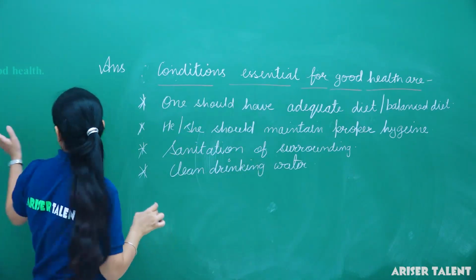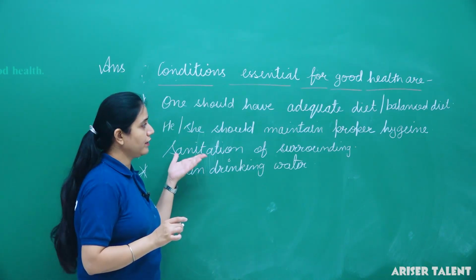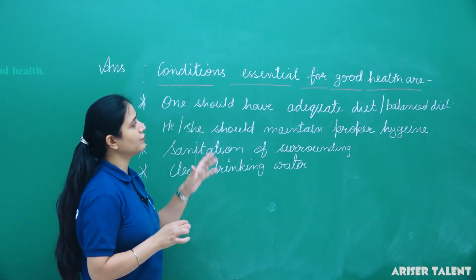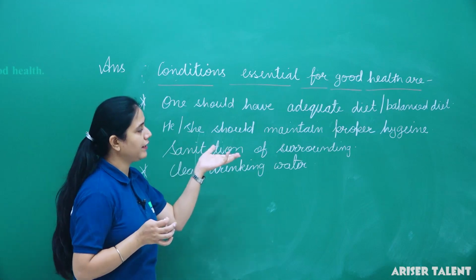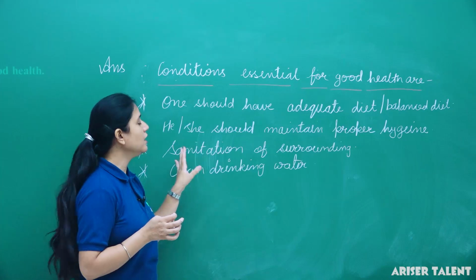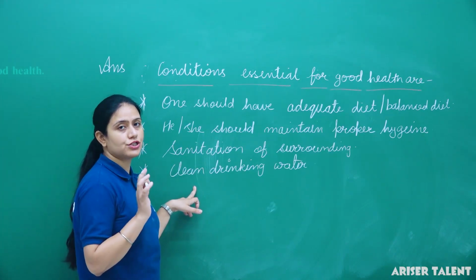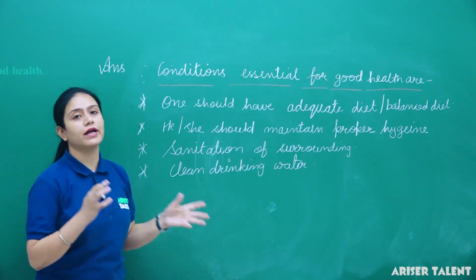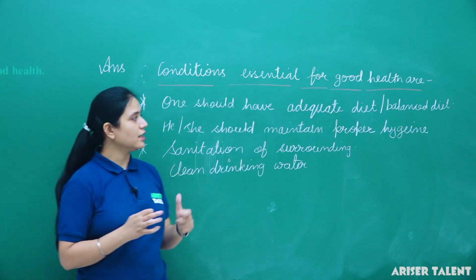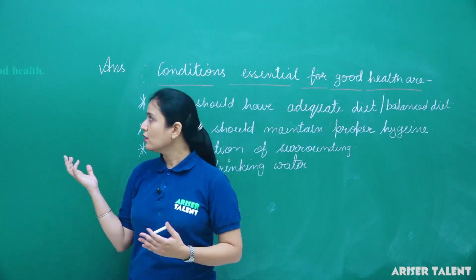Even here only two conditions are asked, and I have taught you so many, so you can write any of them or you can learn any of them. So conditions essential for good health are: one should have an adequate diet or balanced diet, he or she should maintain proper hygiene, sanitation of surroundings is a must, and he or she should take clean drinking water. Besides it, regular exercise is also mandatory for good health. So these are the important points or conditions. By following them we can have good health.